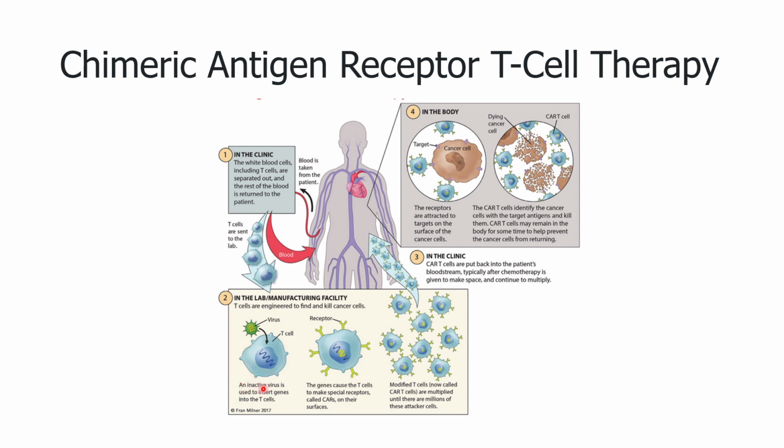Here they have used an inactive virus to transfect the gene of interest into the T cells. The gene of interest leads to a specific kind of receptor at the surface of the cells, outside the plasma membrane, that can recognize the antigen on the cancer cells. This specific kind of receptor is called chimeric antigen receptor, or CAR.